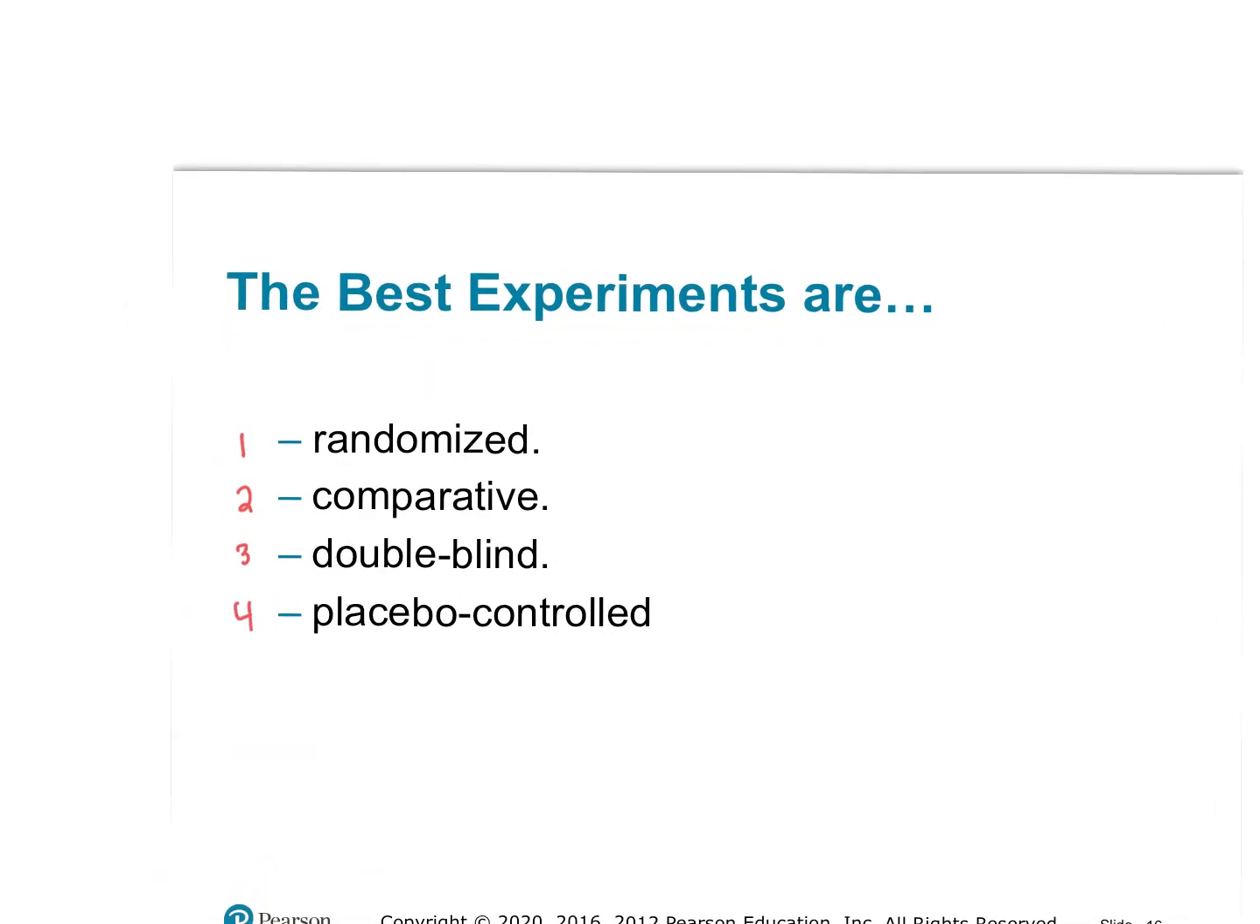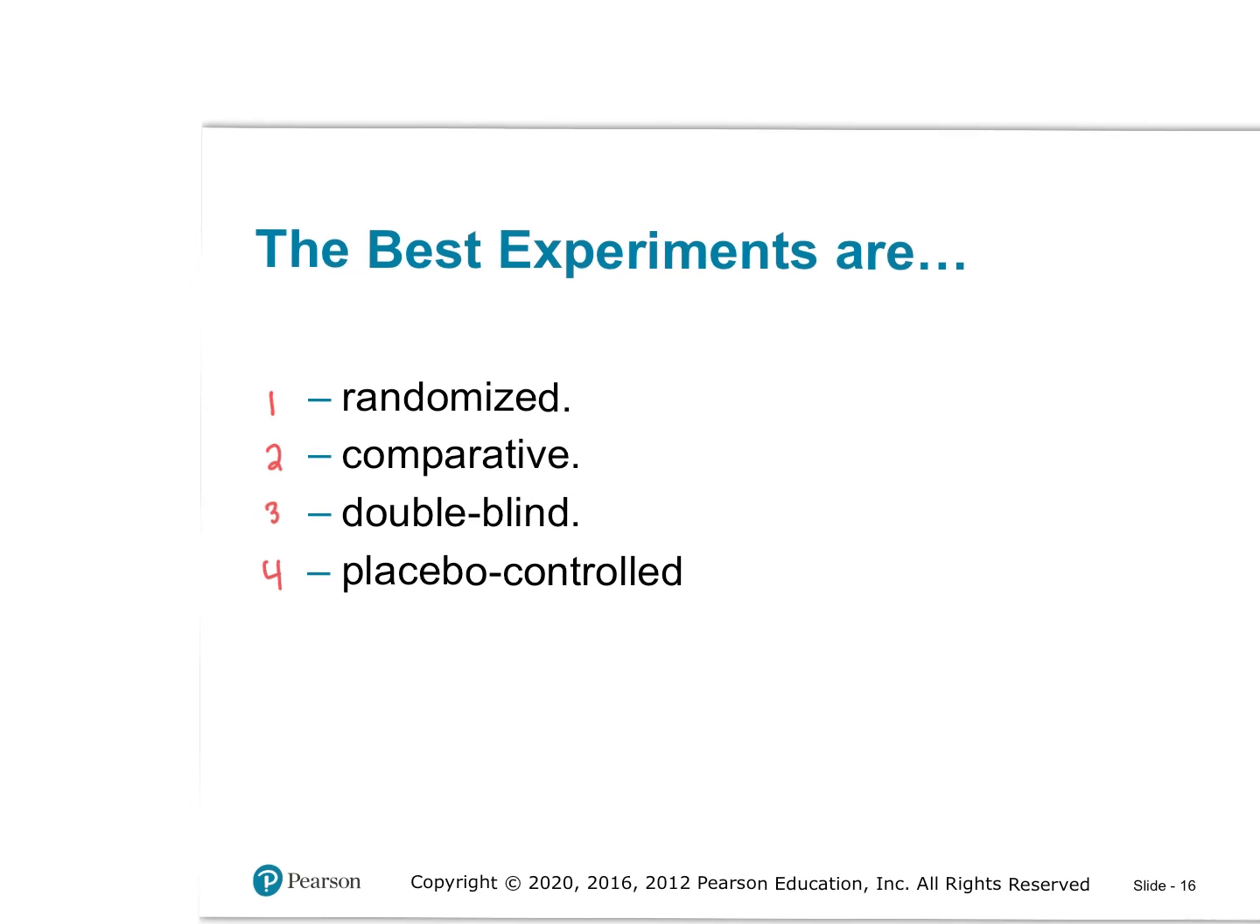So 4 things to think about when we're talking about experiments. It should be randomized, there should be able to be comparisons, it should be double blind as much as possible, and it should be placebo-controlled.